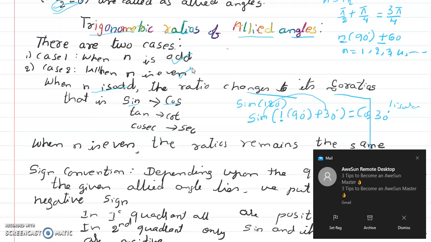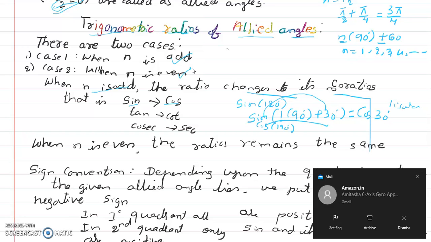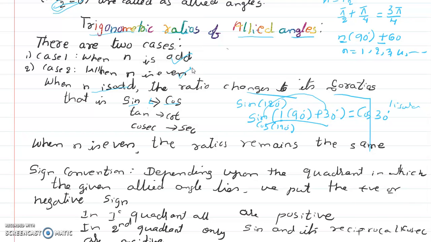Sine changes to cos. At the same time, if I had cos of 120 degrees, then cos would change to sine, the reverse. Similarly, tan changes to cot and cot changes to tan, provided n is 1, 3, 5, 7 like that, an odd multiple. Then cosec changes to sec or sec changes to cosec. But when n is even, the ratio remains the same, it will not change.